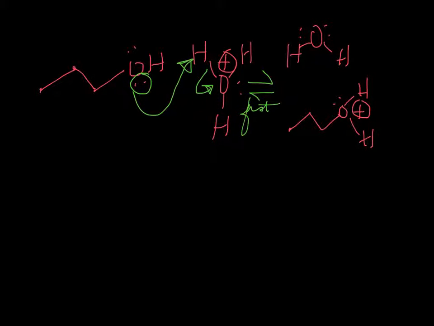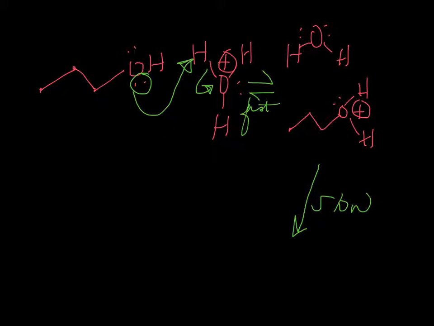right? So, for the E2 mechanism, this is going to be the rate limiting step. So this is the slow step here. Okay? So I'm going to go ahead and draw in the arrow for it. Say it's slow.